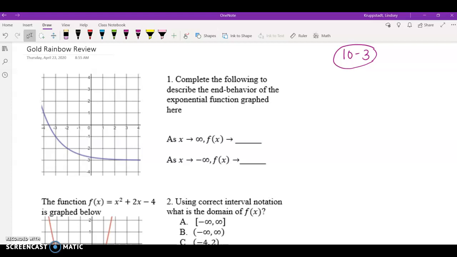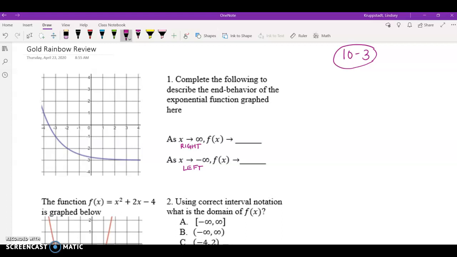End behavior is talking about what happens to the graph as it goes as far to the right as possible or as far to the left as possible. So when I say as x is approaching infinity, that's actually saying, okay, as this graph goes to the right, what is happening? And when I say as x is going to negative infinity, that is really saying to the left. So we're talking about what happens to the graph on the right and the left.